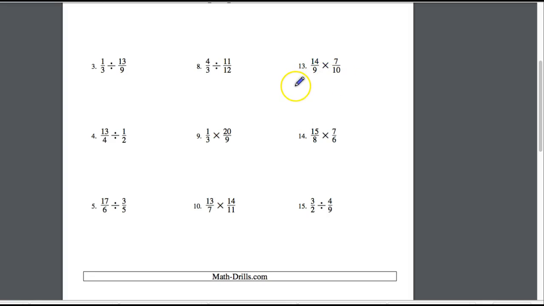So 14 times 7 on top and 9 times 10 on the bottom. Now this is going to be quite tricky because you probably can't do 14 times 7 in your head, but if you don't have a calculator, or I say you're not allowed to use one, we can just do some long multiplication on the side. So let's do 14 times 7. Okay, so 4 times 7 is 28. 1 times 7 is 7, so there we go, 98.